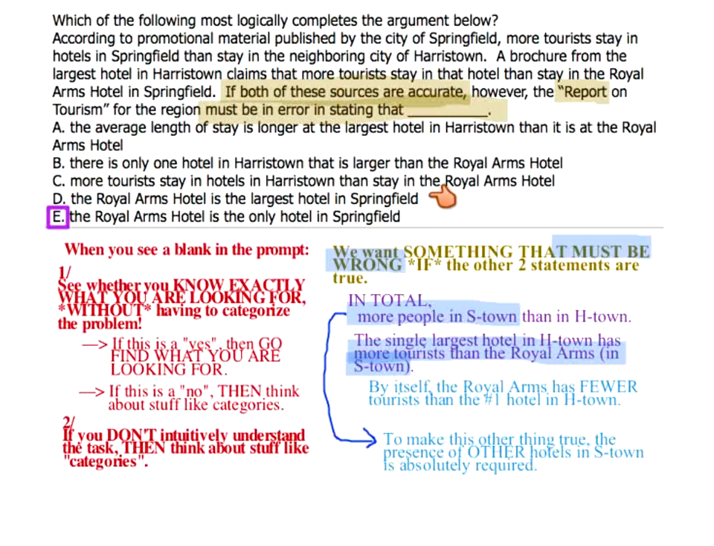D is wrong because there could definitely be lots of bigger places in S-town. But then again, maybe there aren't. We don't know. S-town could be full of small hotels, and this could still be a thing.